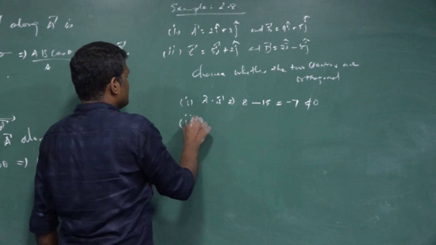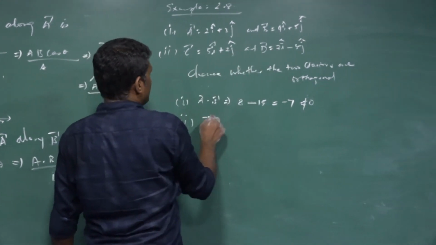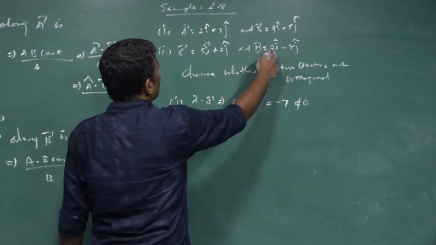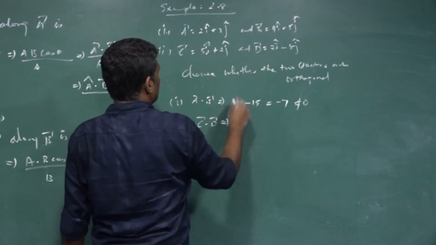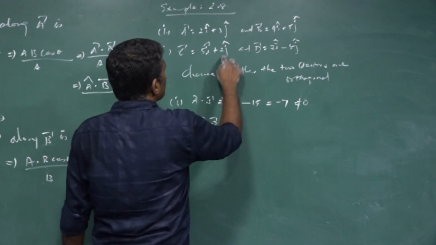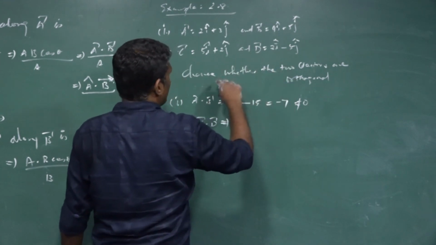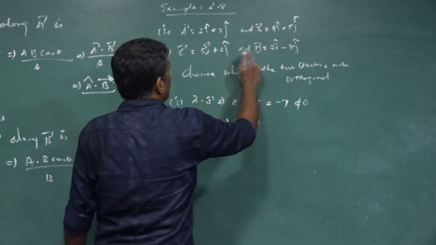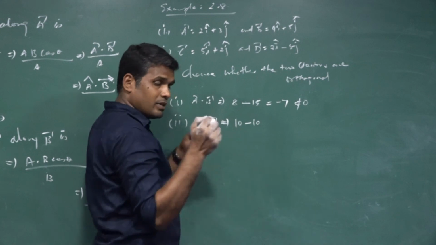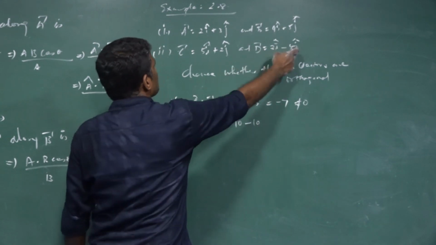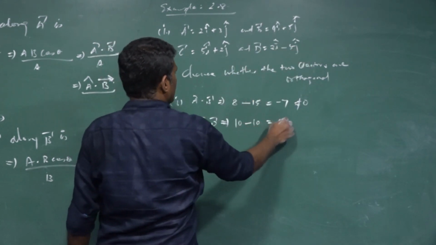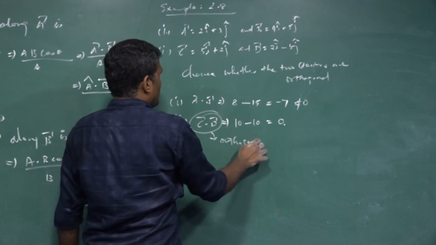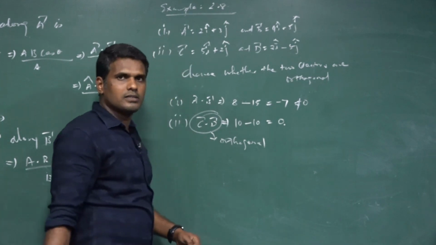Whereas in the second case, I am taking C vector dot D vector. 5i and 2i are taken a dot product, 5 into 2, 10, i dot i is 1. 2j and minus 5j are taken a dot product, so 2 into 5, 10, minus 10, j dot j is 1. Unit vectors also have to be taken a dot product. So 10 minus 10 is 0. So C vector dot D vector is orthogonal.